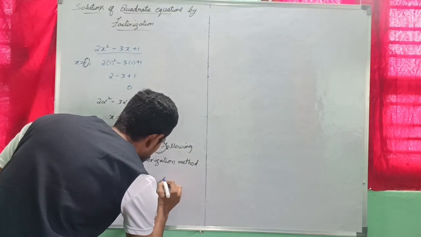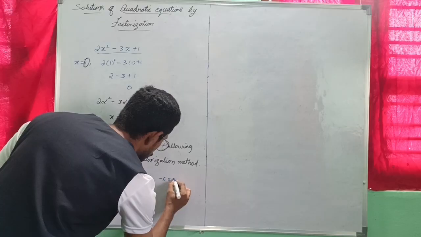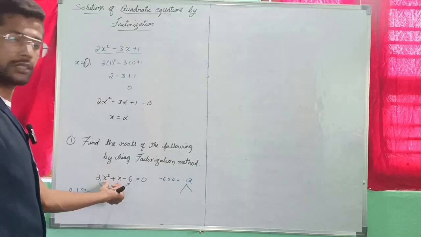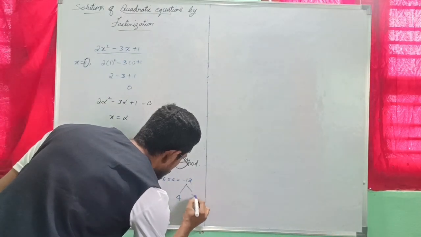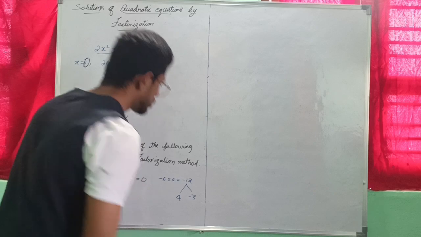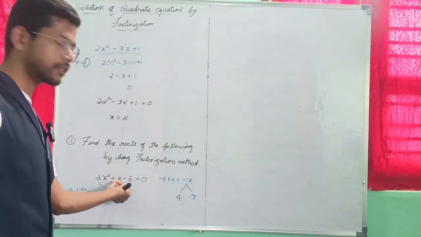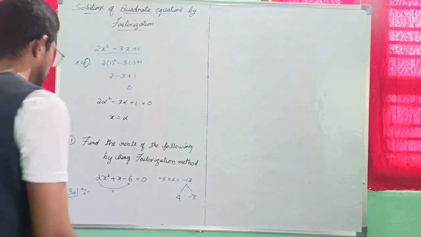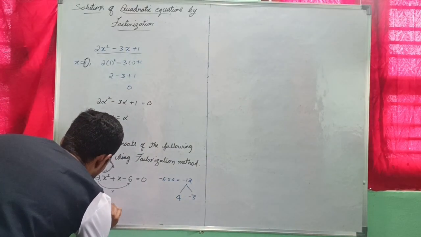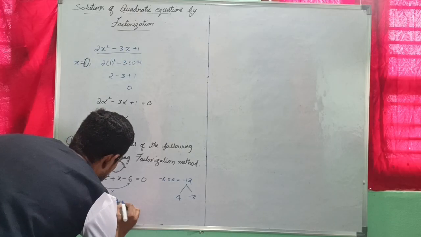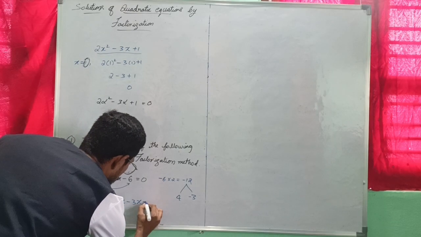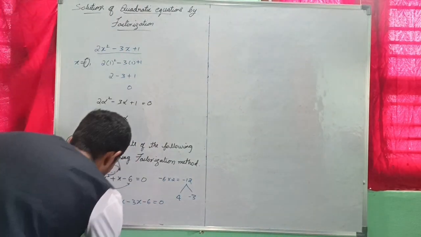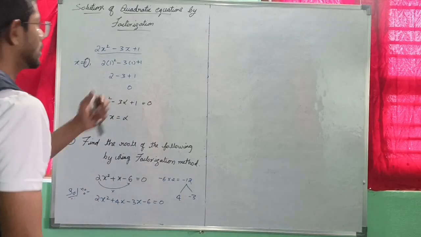There is a minus 6 into 2, which is minus 12. We have to take factors of minus 12 to get x. Okay, so 4 threes are 12. We have to take a minus here, so that when we split this x, we get plus 4x and minus 3x. So we can write 2x square plus 4x minus 3x minus 6 is equal to 0. Okay, now let's write here.